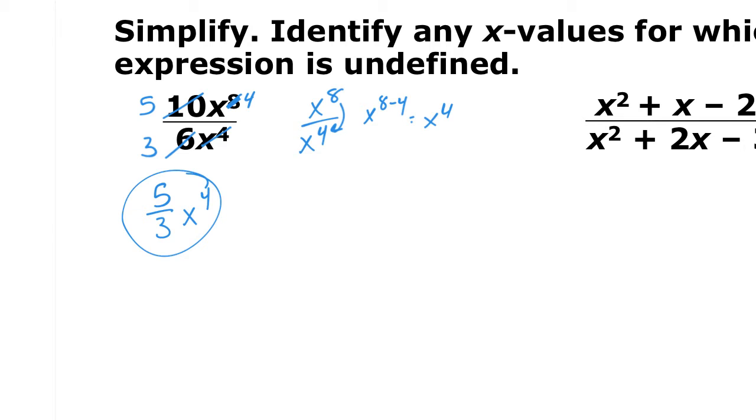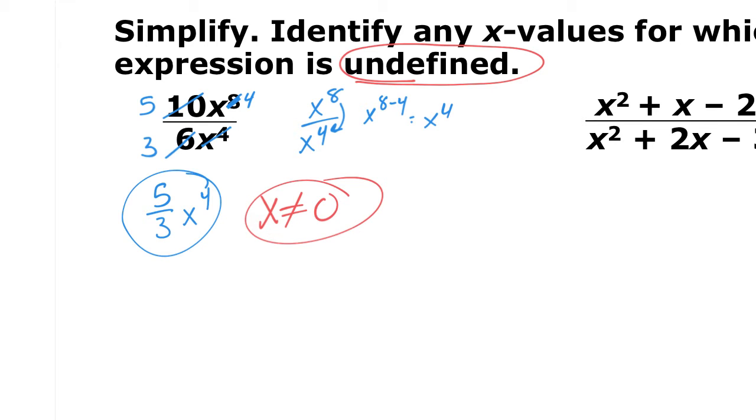The directions here also tell us to find any values for x for which the expression is undefined. Because remember, we cannot divide by 0. So if I look back at my original expression, if x is 0, I would end up dividing by 0 here, which we cannot do. So I do have to say here that x cannot equal 0 because that's where it's going to be undefined.